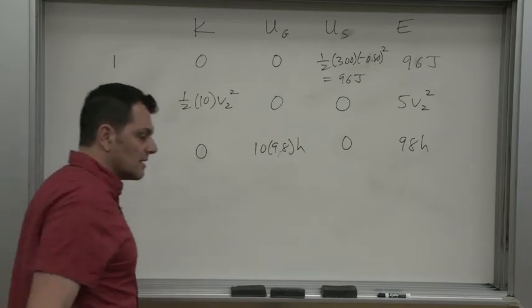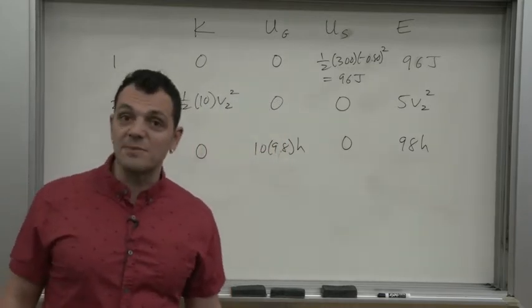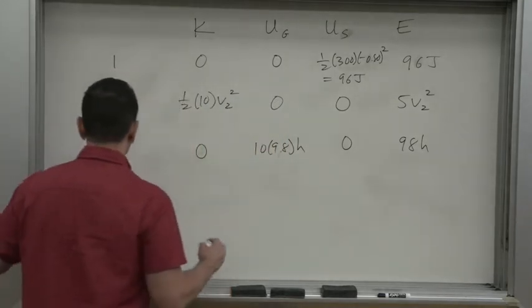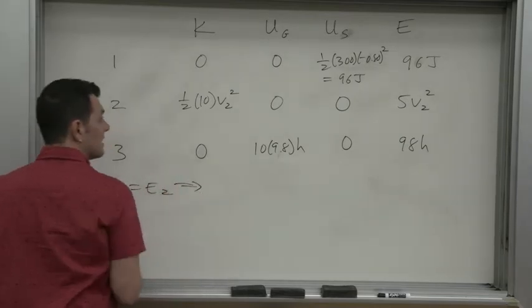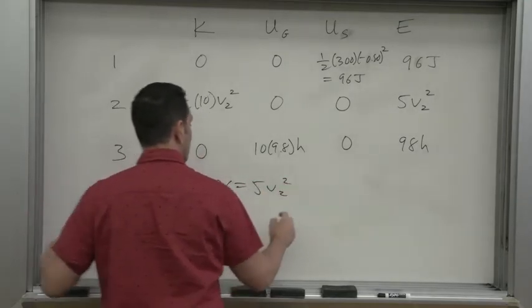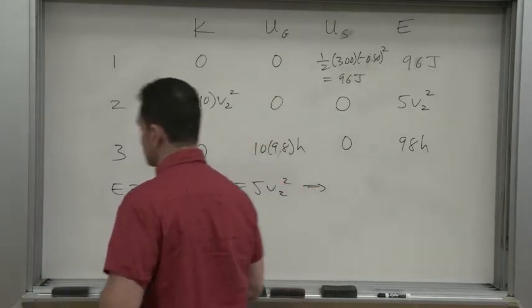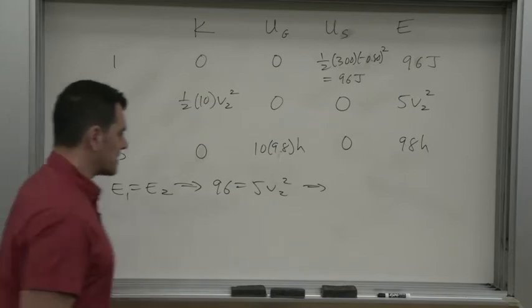But conservation of total mechanical energy says that these three things must be equal to each other. E1 must be equal to E2. So that tells me 96 is equal to 5 V2 squared, which gives me a V2 of 4.38 meters per second.